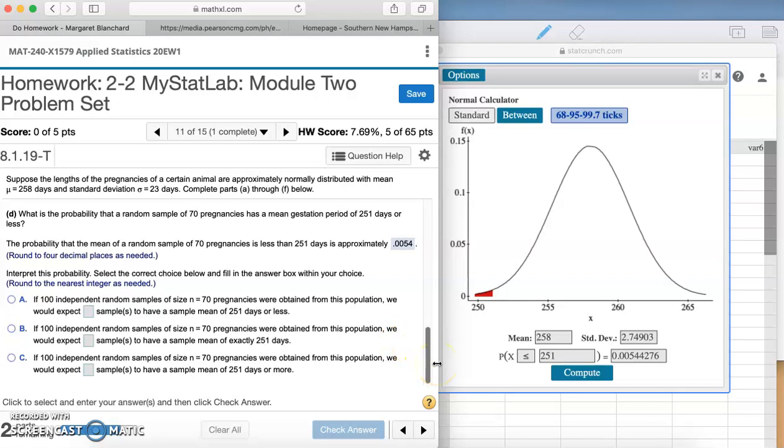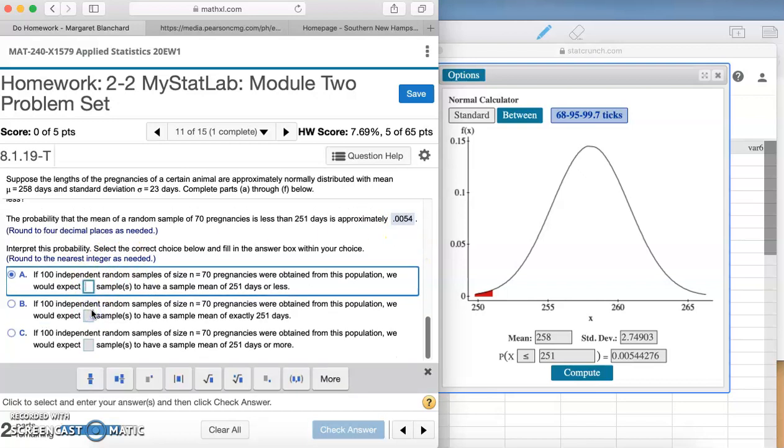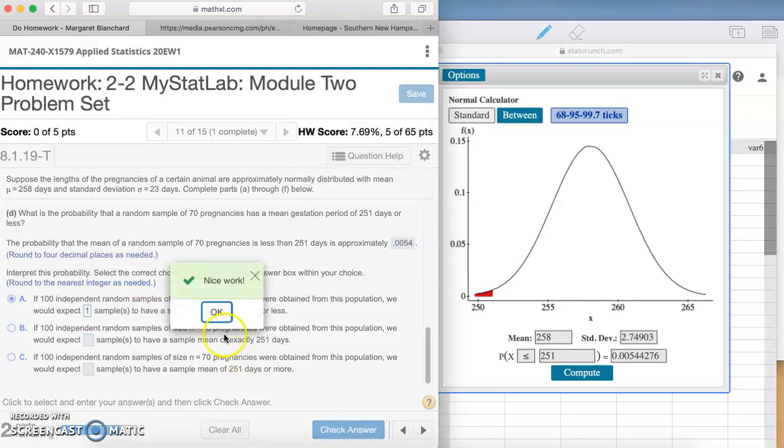Interpret this probability. Select the correct choice below and fill in the answer box with your choice. If 100 independent random samples of size n equals 70 pregnancies were obtained from this population, we would expect blank samples to have a sample mean of 251 days or less, exactly 251, or 251 or more. We found it for less than or equal to 251, so we know this is what we're looking at. We need to multiply 100 by this number. When we multiply 100 by this, we get 0.54. When we round that to the nearest integer, we round up to 1. Check our answer. Nice work.